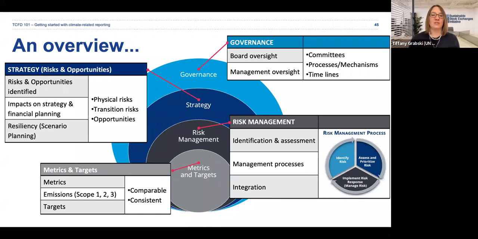And then finally, metrics and targets. How are you measuring those physical risks, transition risks, and opportunities that you've identified as having a financial impact on your organization? And what targets are you setting for those?